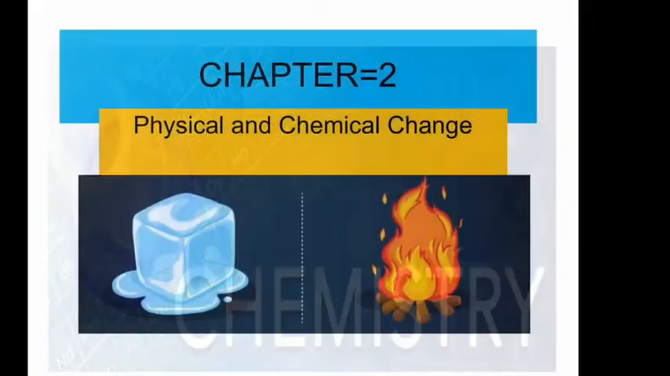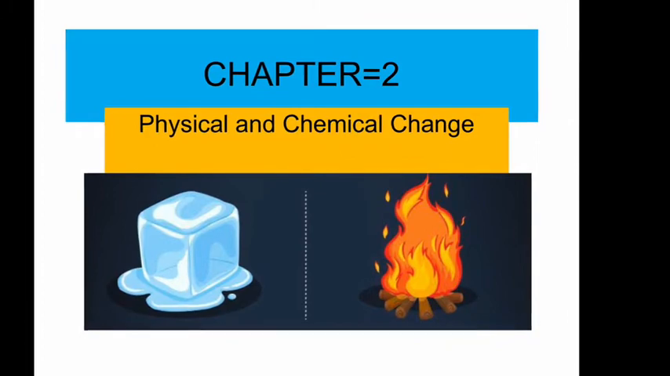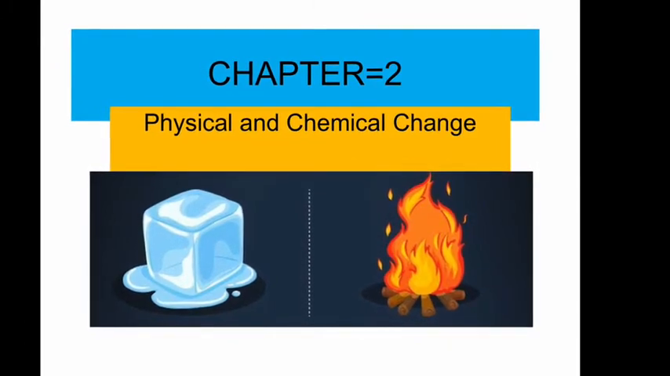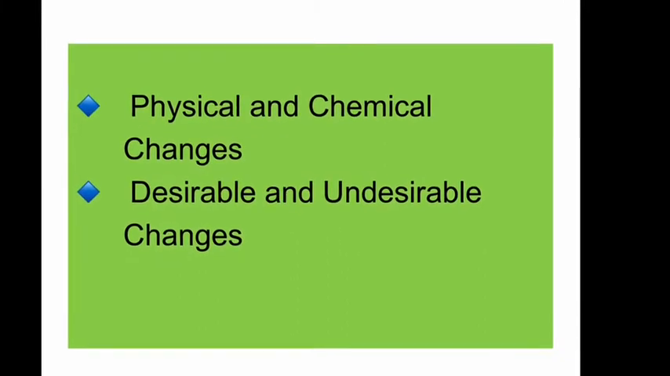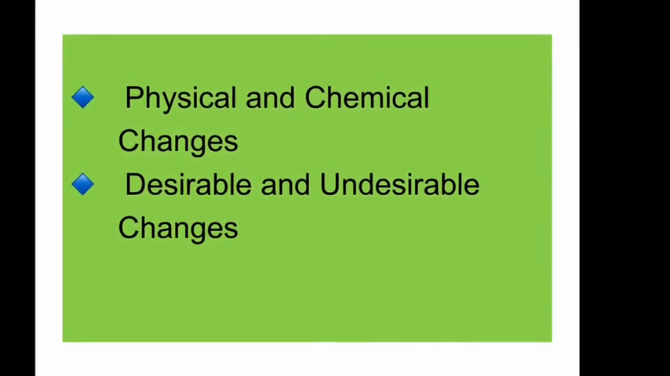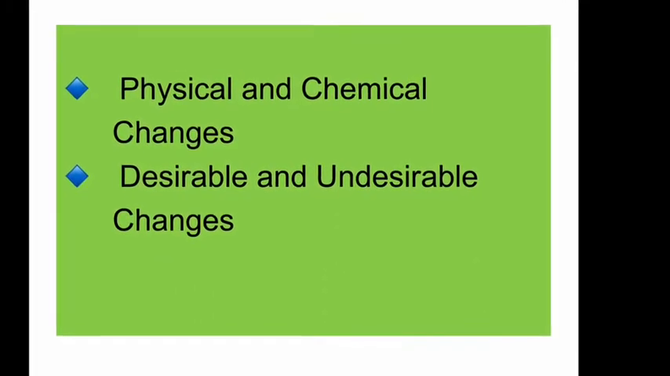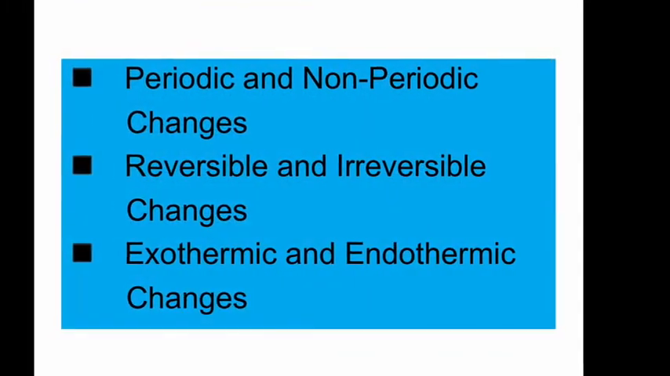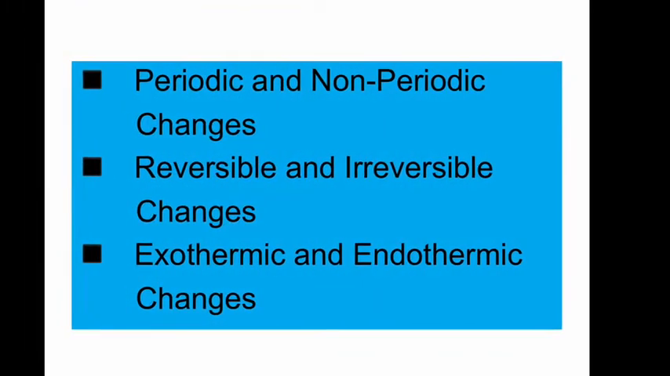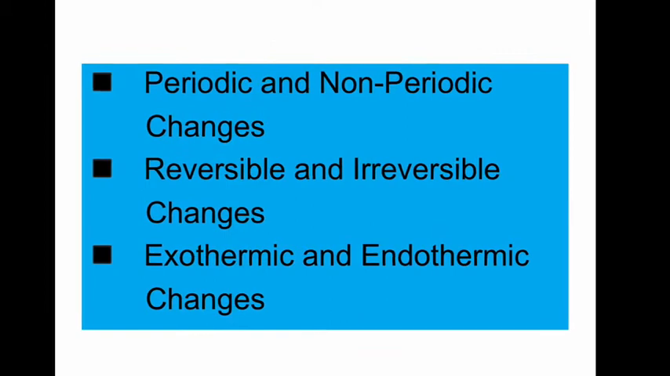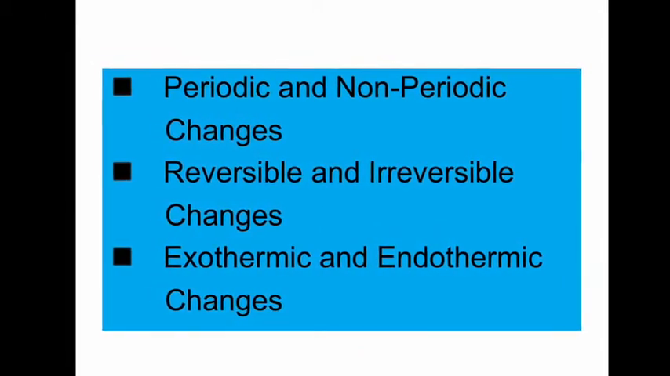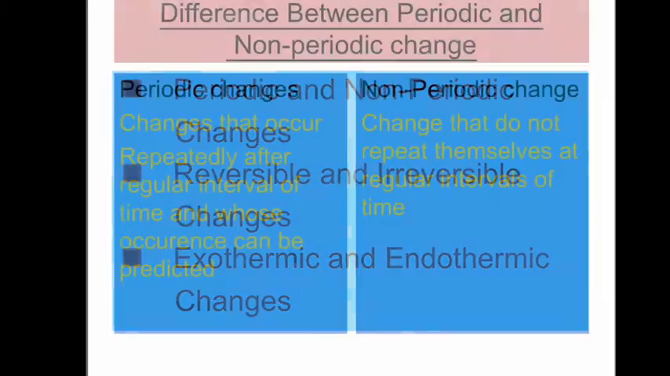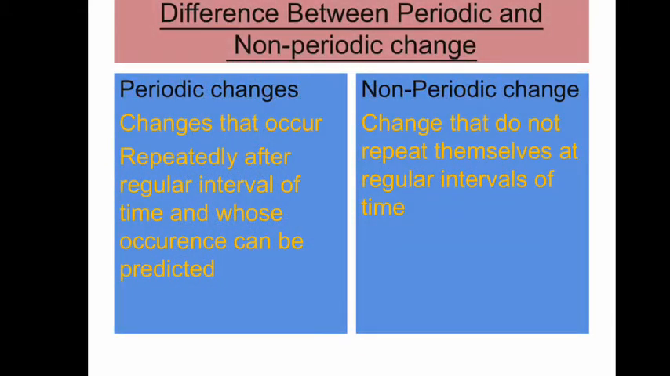In the previous video we started chapter number 2, physical and chemical change, and we studied physical and chemical changes, desirable and undesirable changes. Today we are going to study periodic and non-periodic changes, reversible and irreversible changes, and exothermic and endothermic changes. We start with periodic and non-periodic changes.